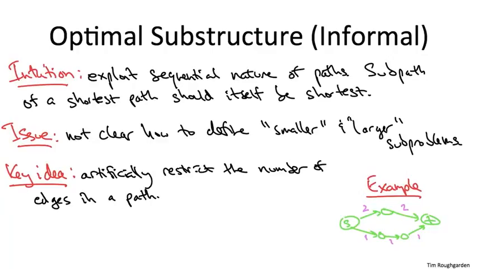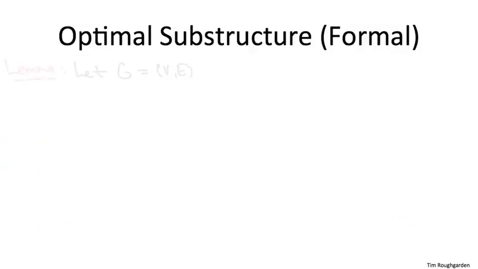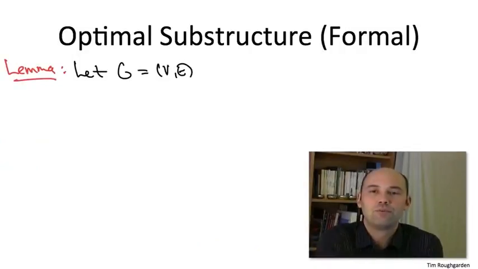And again, the point here is that it gives us an unambiguous notion of subproblem size. The more edges you're allowed to use in your paths from a source to a given destination, the bigger that subproblem. All right, so that discussion was deliberately vague to give you some context for the following formal statement of the optimal substructure lemma. So we're going to go ahead and state and prove this optimal substructure lemma in full generality. We're going to be working with arbitrary input graphs. They might have a negative cycle, they might not.